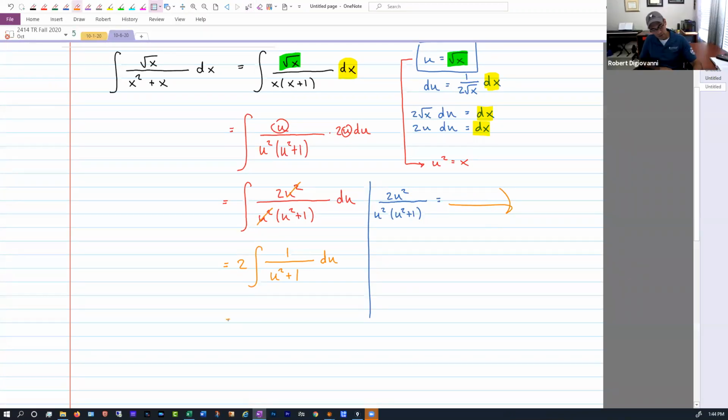Okay, this is just arctan of u plus c. But what's u? Square root of x, right? There it is.